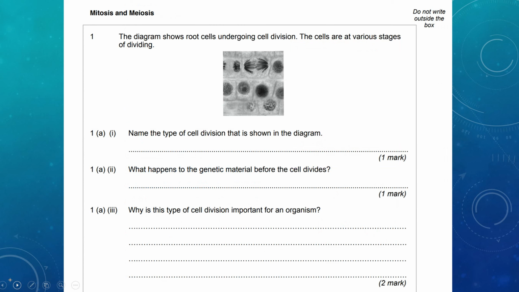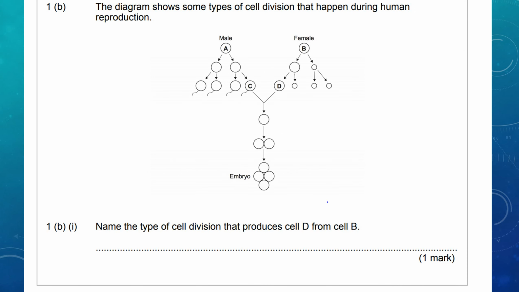This question here is about root cells undergoing cell division. The cells are at various different stages of dividing, as we can see in these diagrams. So it wants you to name the type of cell division, what happens to the genetic material before it divides, and why is this type of cell division important for an organism? Pause the video and write down your answers.